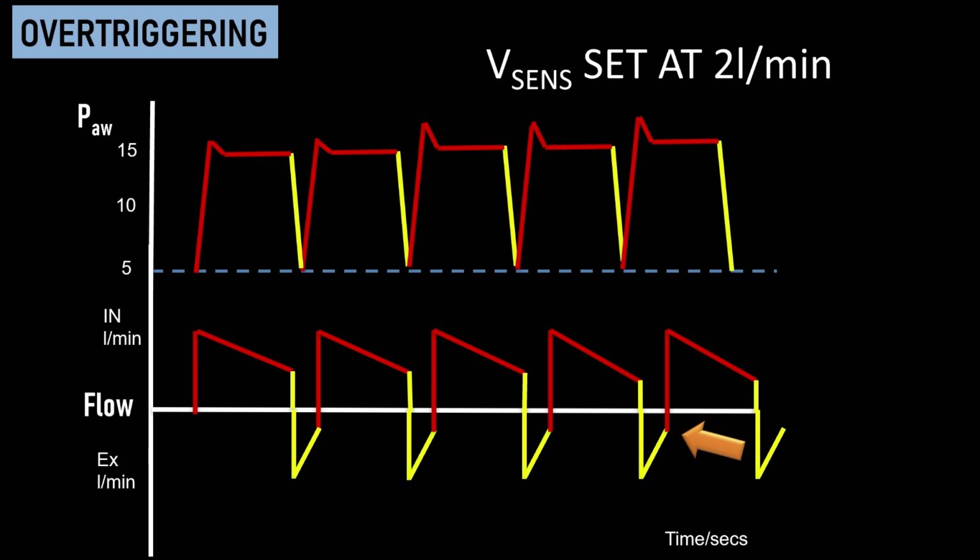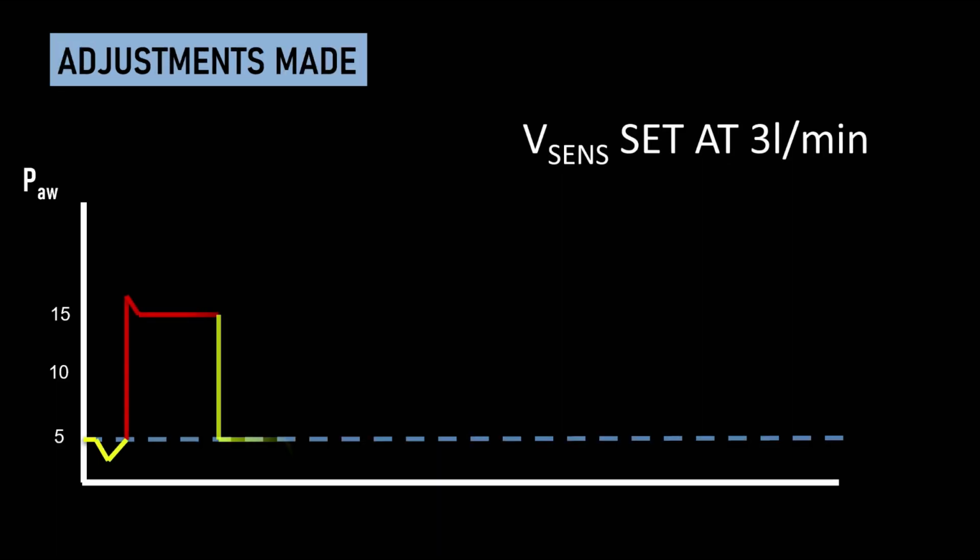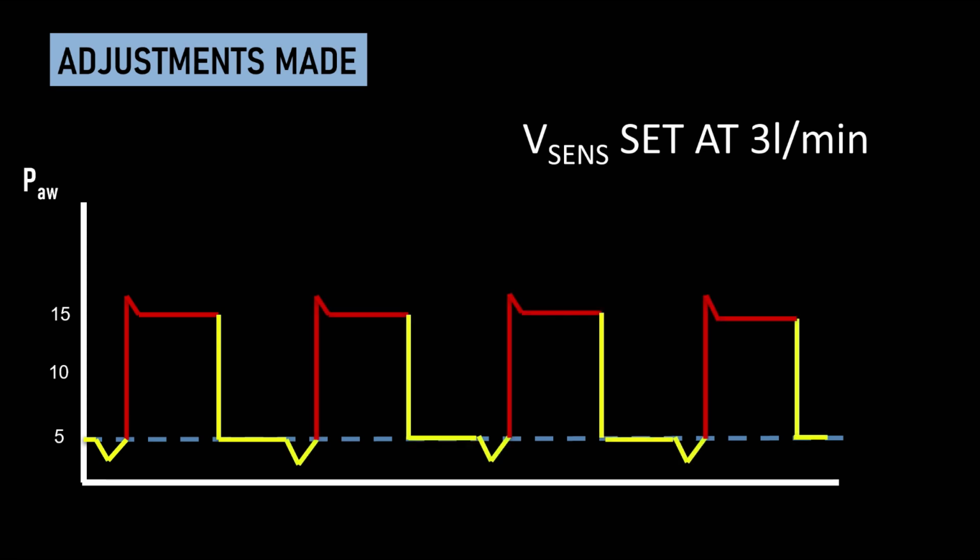So we need to make an adjustment. If we started at 5 and he was under-triggering, and we started at 2 and he was over-triggering, there must be a happy medium in between. So we'll change the Vsens to 3 liters per minute and see what happens. And now we have perfect patient ventilator synchrony.